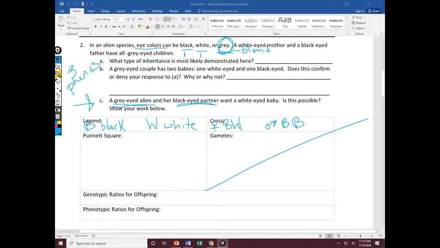If we do gametes, remember we want these to be haploid gametes, so each should have one allele of each letter type. The dad can make two sperm. The first one will have a single B in it for the first B. The second sperm will have a single B in it for the second B. Mom is making eggs, and she can make a B and a W.